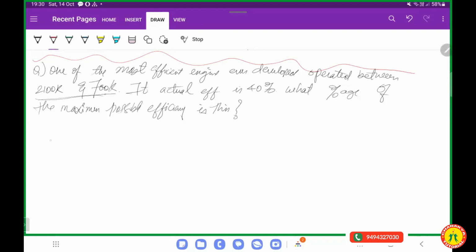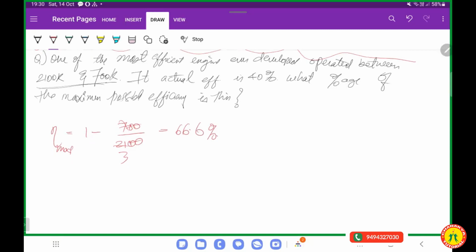So efficiency at max. If we take the maximum, we take all the maximum values. So 700 will be the minimum value and 2100 will be the maximum. So 1 minus 700 by 2100, which is 1 minus 1 by 3, 0.66 into 100. So 66.6%. This is the maximum possible.